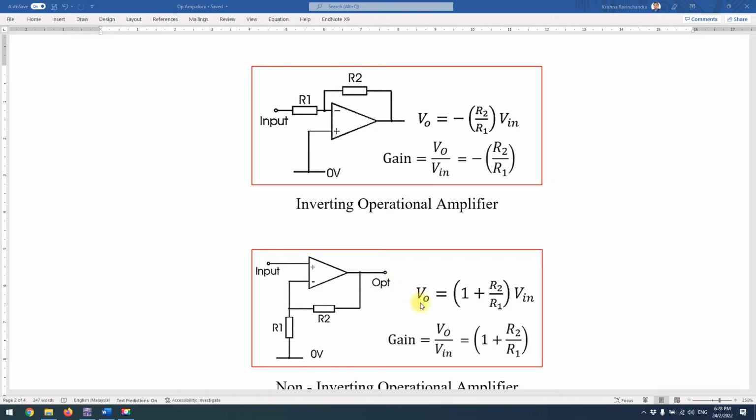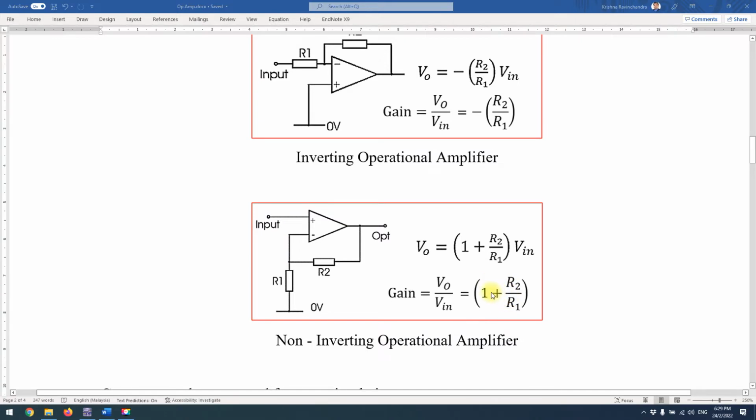Now the output equals 1 plus R2 over R1 multiplied by the input voltage. We rearrange to bring the Vin over, and we again get the gain for the non-inverting circuit, which is 1 plus R2 over R1. As you can see, over here you can't have a negative value. Why? Because it's non-inverting, meaning that it either amplifies the signal or de-amplifies.